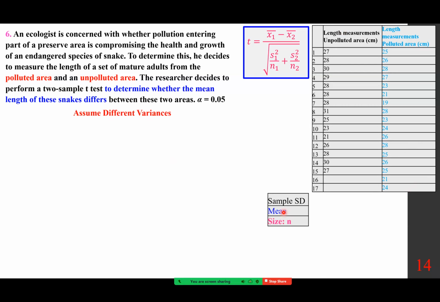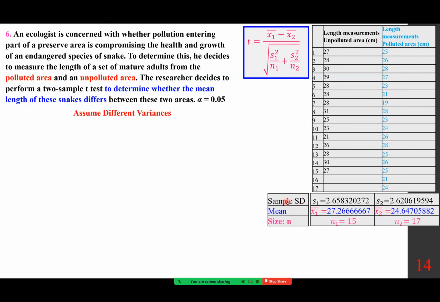So for this group and this group, we want to find the sample standard deviation, the mean, and the n. For this group, n sub 1 would be 15. For this group, n sub 2 would be 17. As far as the mean, add them up, divide by 15. For this one, add them up, divide by 17. And standard deviation has a formula; you can plug it into a calculator, and the calculator gives you an answer. And notice I put a lot of decimals.